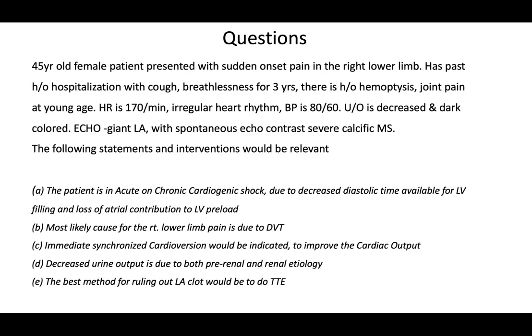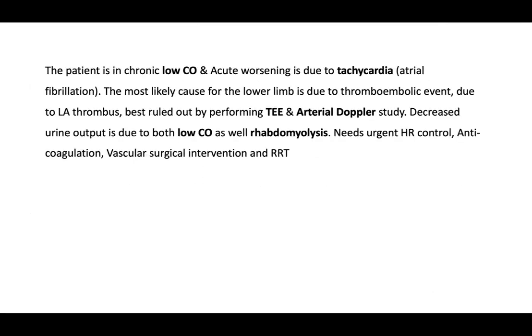So you can see very well that this patient is progressing to cardiogenic shock. So the first option is true. The most likely cause of right lower limb pain being DVT is unlikely, because this is sudden onset pain in the lower limb with a history of cough. So you can clearly identify why statements B, C, and E are false and the others are true. So this is a patient of chronic low cardiac output.